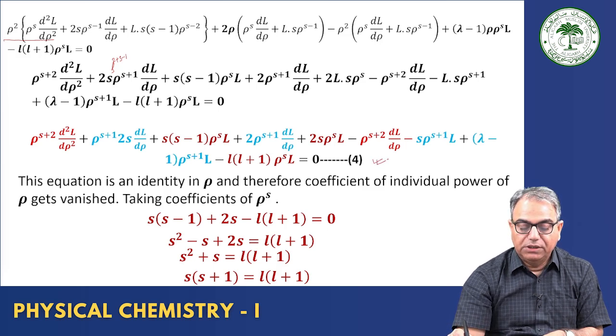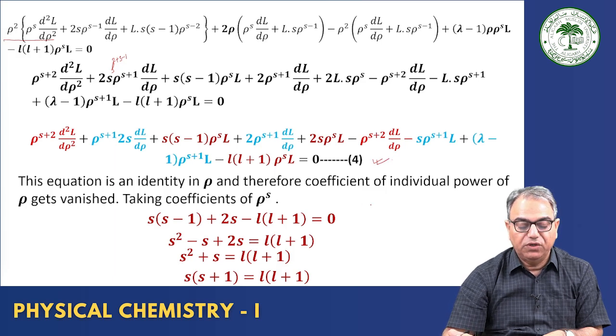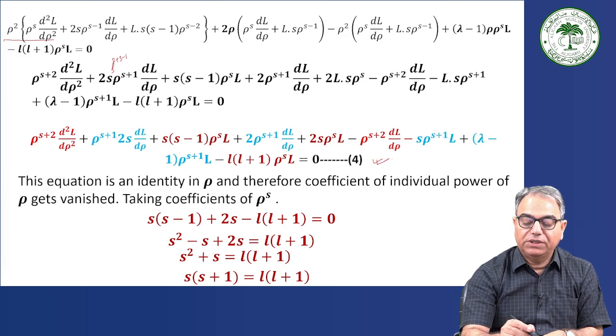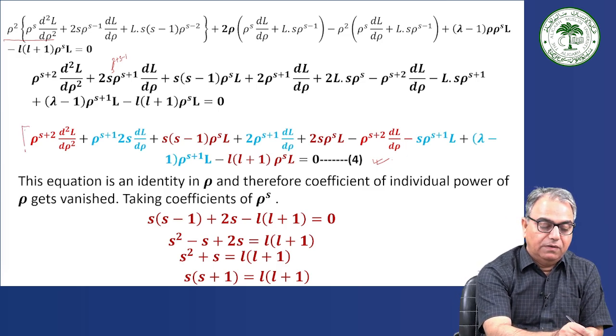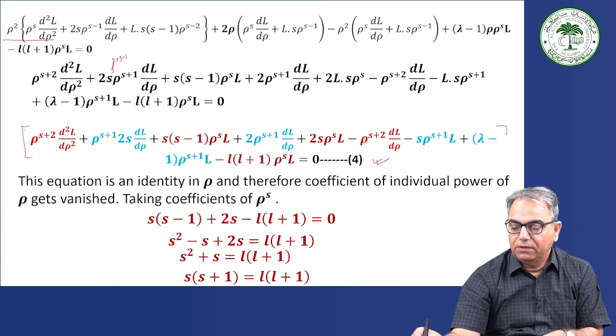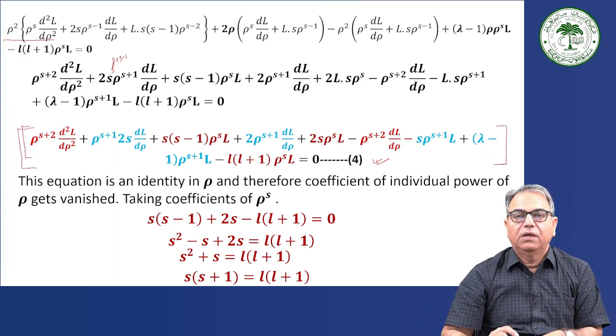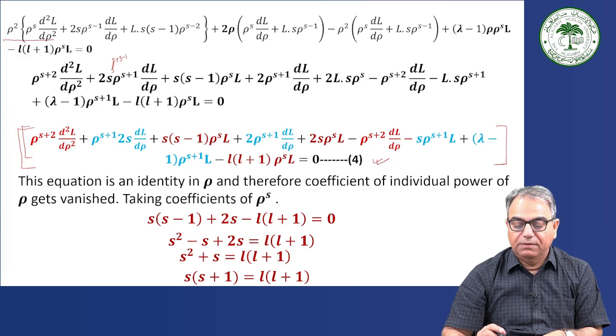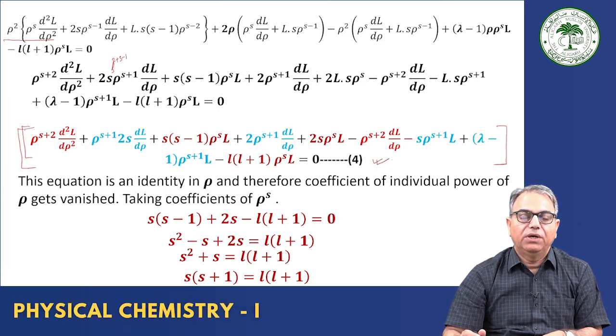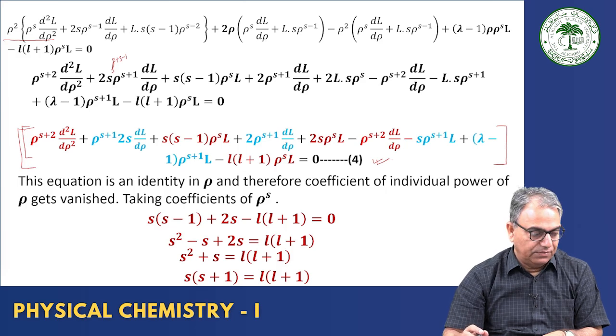and if you rearrange, you get this equation number 4. This equation is an identity in rho, and therefore, the coefficients of each individual power of rho vanish. Okay. So, equation number 4 we got. Okay. And the solution for this equation number 4 we will see in the next class, because it involves very lengthy calculations. So, we must take a break, and after taking the break I will start again from this equation number 4 in the next module. Okay. Thank you.